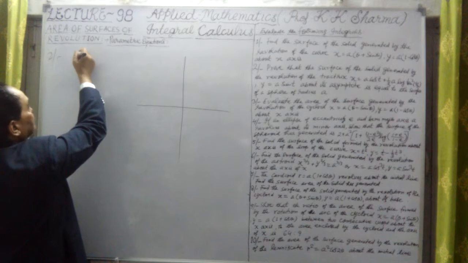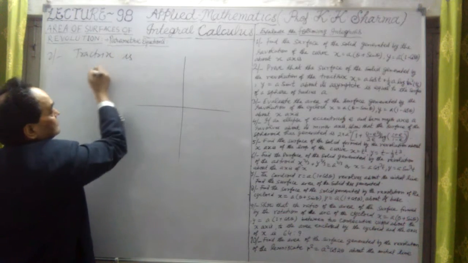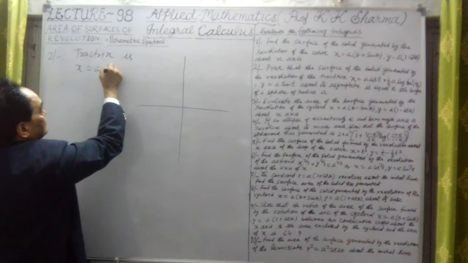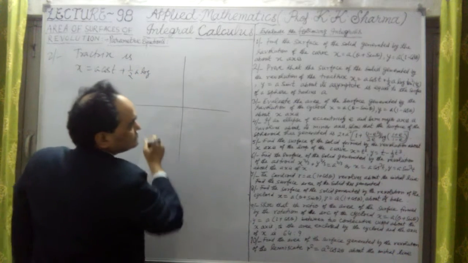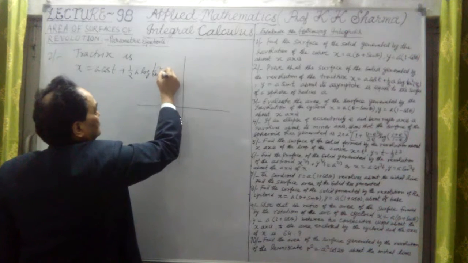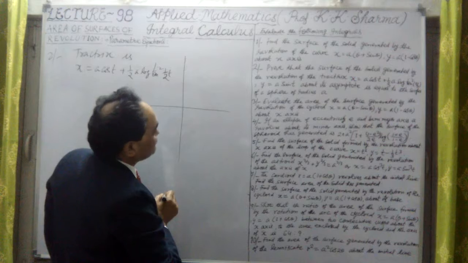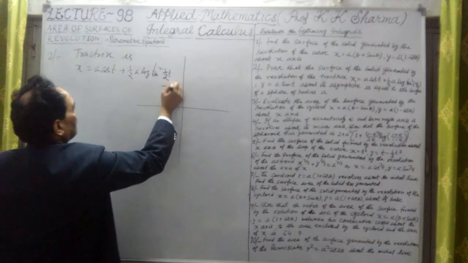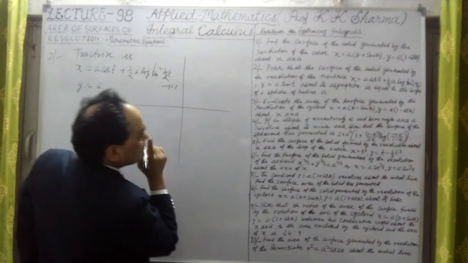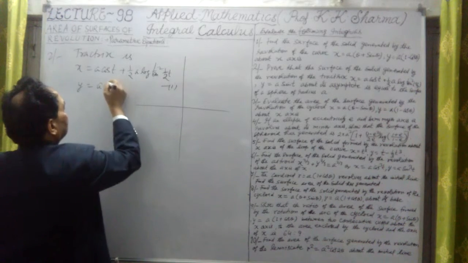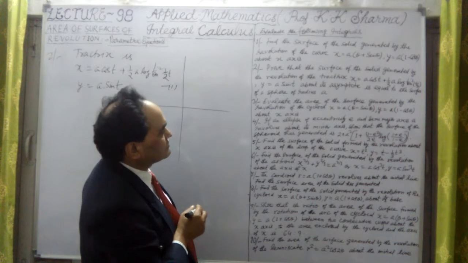So here the curve given is the tractrix. The tractrix is given by x equal to a cos t plus a log of tan square t by 2, or tan of t by 2, half angle, but tan square is there. And y is equal to a sin t. This is the question number 2 here.